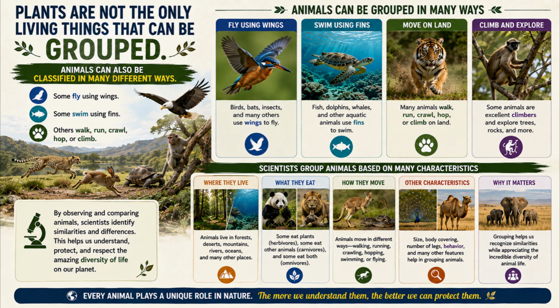Plants are not the only living things that can be grouped. Animals can also be classified in many different ways. Some fly using wings. Some swim using fins. Others walk, run, crawl, hop, or climb. Scientists also group animals according to where they live, what they eat, how they move, and many other characteristics. Grouping helps us recognize similarities while appreciating the incredible diversity of animal life.